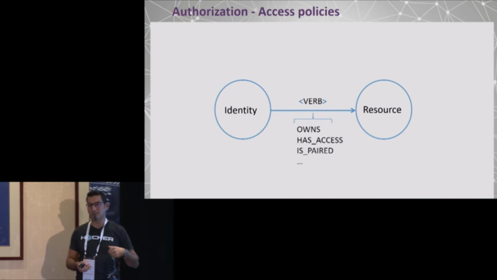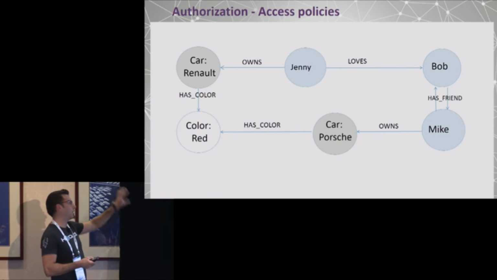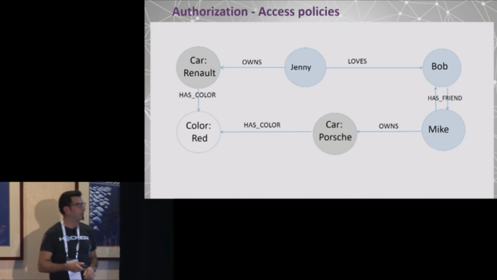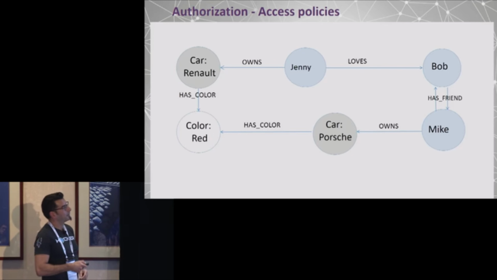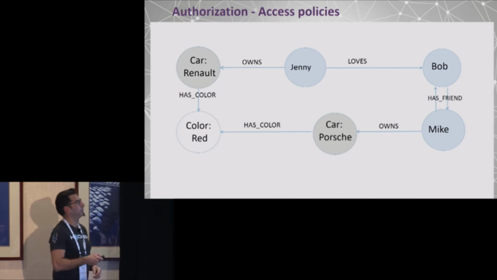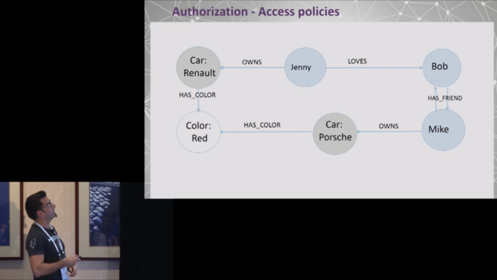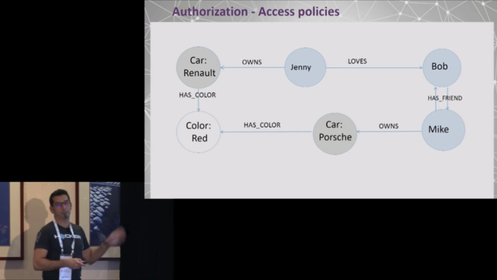Let's have a look at another example. Let's imagine this is the knowledge we have of our world. We have Bob and Mike, our friends, right? And then Jenny loves Bob. Now, interestingly, there's no other... anyway, I'll let you ponder that. Jenny owns a car. It's a Renault. Mike owns a car. It's a Porsche. They're both red.